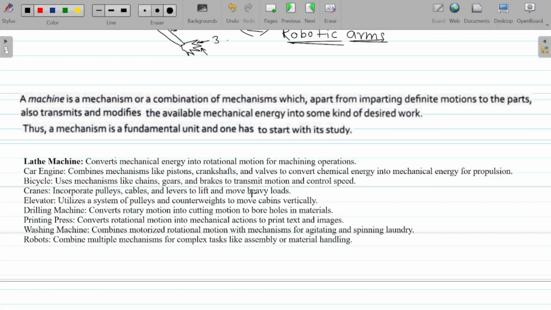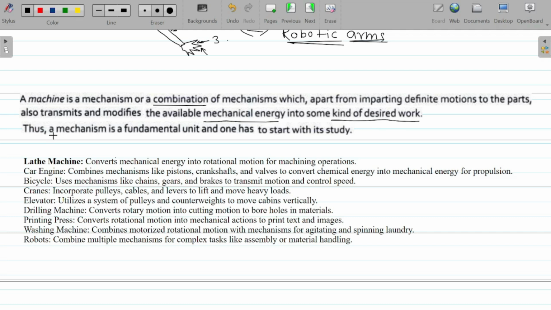So let's see now what is the machine. The machine is the mechanism or a combination of mechanisms which, apart from imparting definite motion to the parts, also transmit and modifies the available mechanical energy into some kind of desired work. As we have already discussed, machine is a single mechanism or combination of mechanisms. What does it do? Apart from imparting definite motion, that means like rotary motion is converted to the reciprocating motion, apart from this, what does it do? It can also convert one kind of energy, that is mechanical energy, into some kind of desired one.